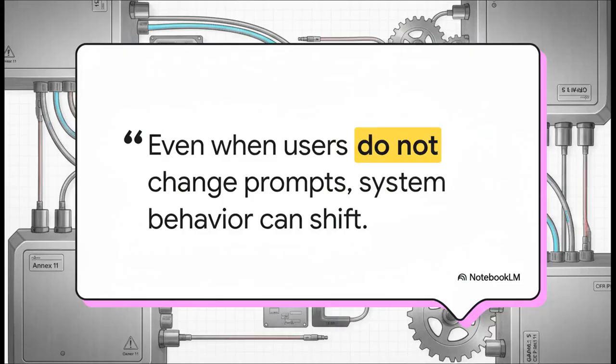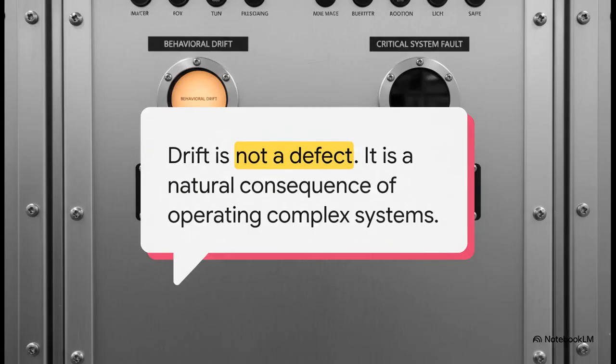Let's just pause on this point for a second because it is the central idea here. Think about it. Your most reliable, consistent user could run the exact same prompt they ran yesterday and get a totally different result today. Not because they changed anything, but because the system did. And this is where we really need a shift in our mindset. We can't treat drift like it's a bug or some sign of failure. It's an inherent property of these systems. It's just a natural consequence of operating these incredibly complex things. So the goal isn't to eliminate drift, because you can't.